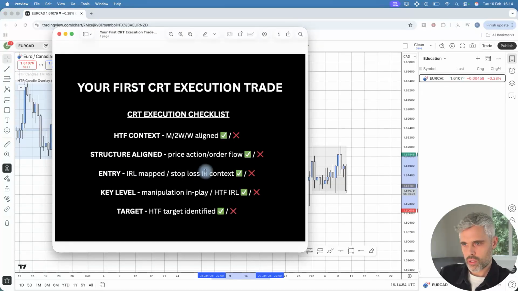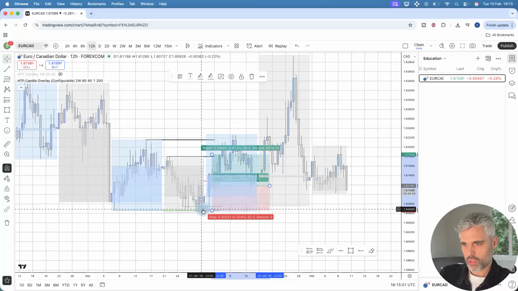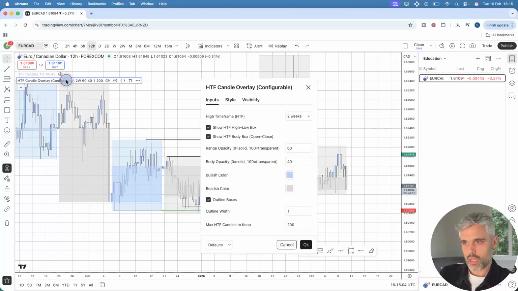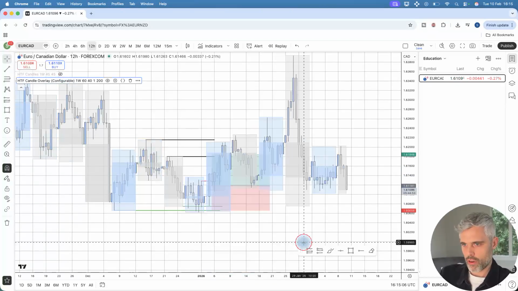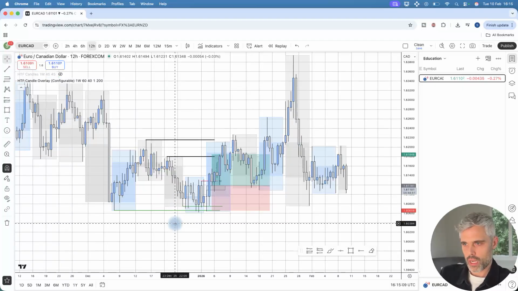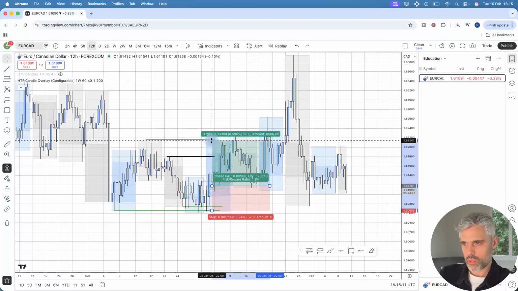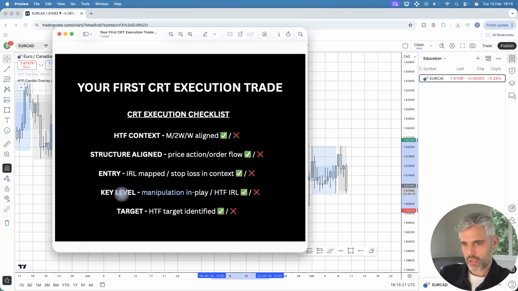entry IRL mapped, stop loss in context, and from a key level perspective, we have at least a manipulation, because we see one manipulation, and if we bring back the weekly time frame, we have 2 manipulation candles. We want to trade to our 2-week target. So we have everything starting to line up now. We have key level, we have a target, we have everything in place to take a high probability trade.